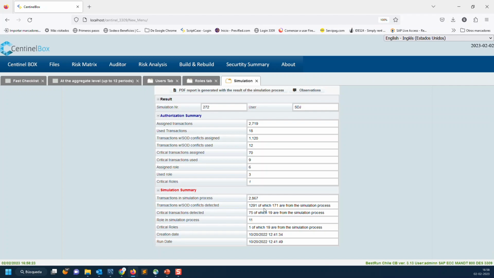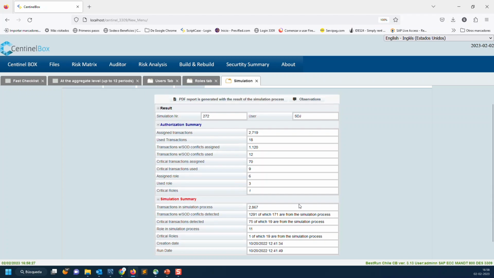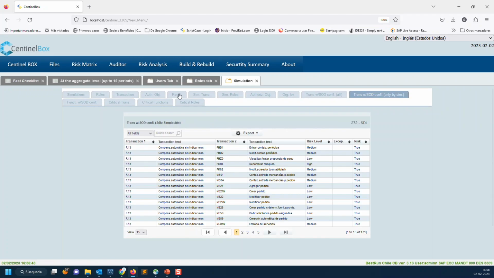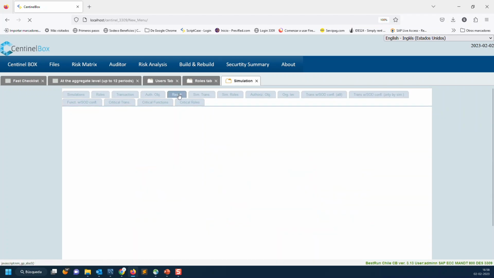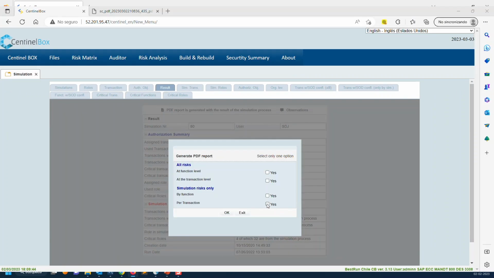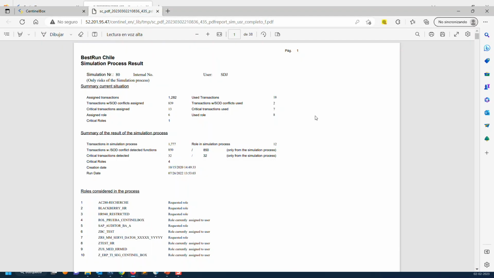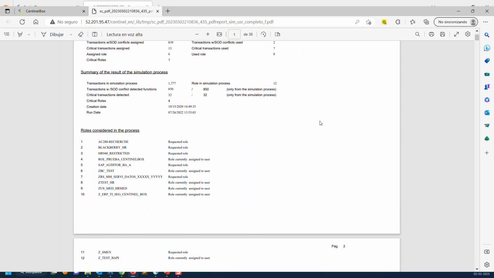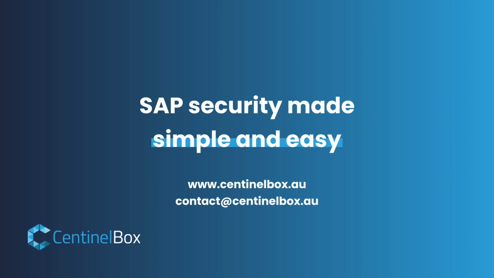1,291 SOD conflicts are expected, with 171 conflicts detected during the simulation process. The detail can be reviewed for each option, such as simulated transactions, roles, and the PDF report results. We must select the option that shows only the risks detected at the transaction level for detailed review. The report with its detail can be archived for traceability purposes.